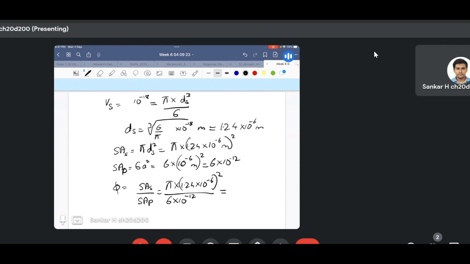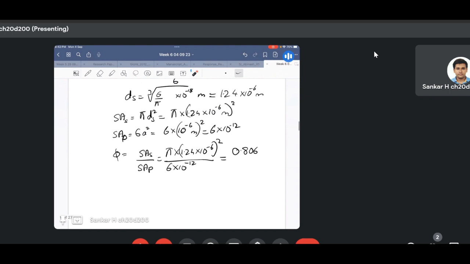And this value will turn out to be 0.806. So why do we do these sphericity calculations? I think it is quite obvious from what is discussed in the class. Basically, if you have a particle with a specific volume, then the smallest surface area will be that of a sphere. It will be very much less than any other particle with any other shape that you take.